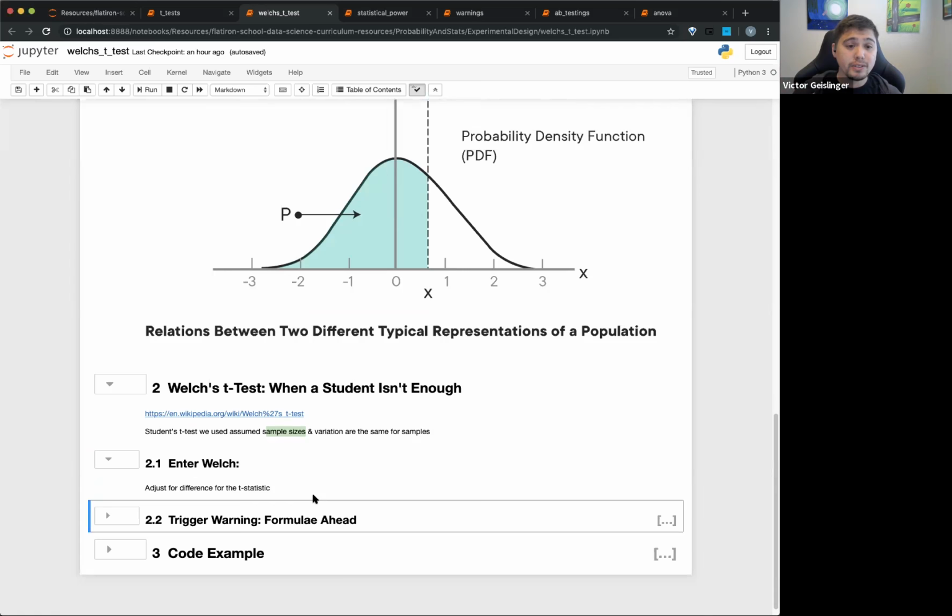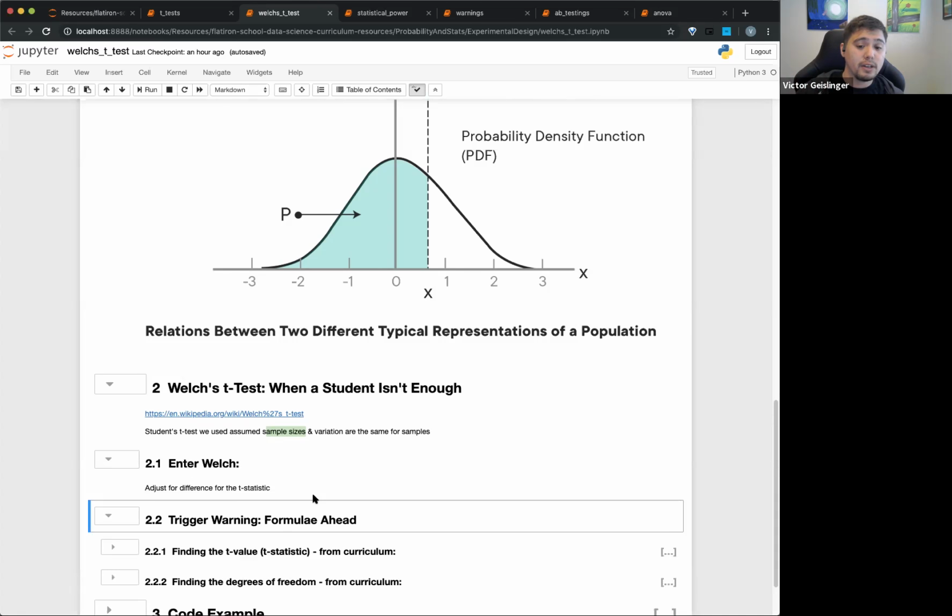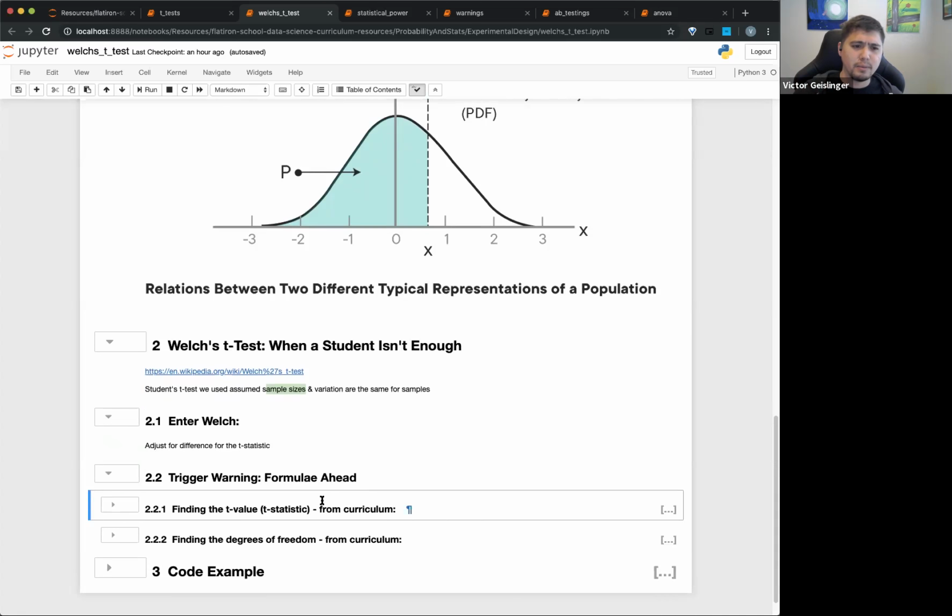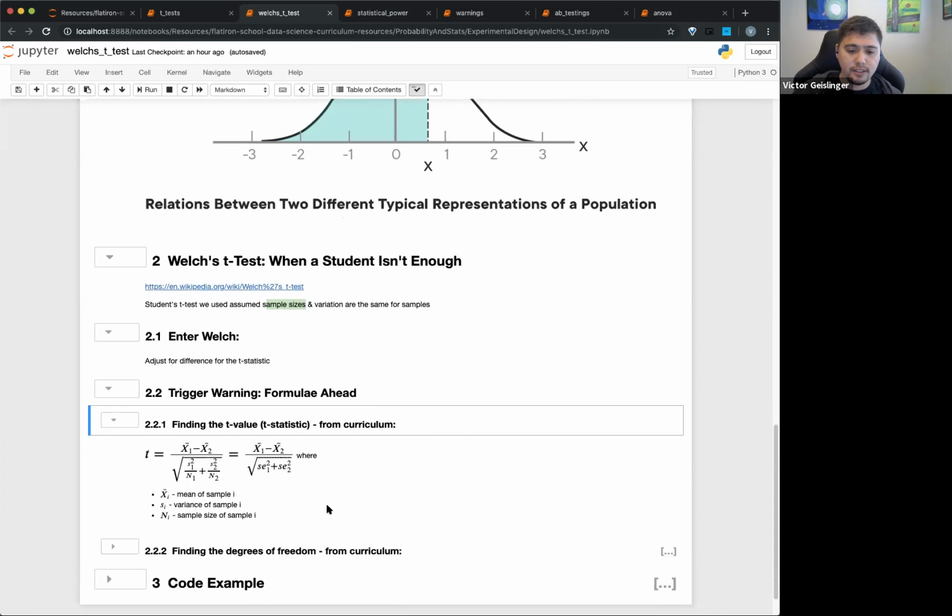So Welch's test basically modifies the way we calculate the t statistic and the degrees of freedom. We'll see how the degrees of freedom change. It's a little more complicated, but the first part is looking at the t statistic.